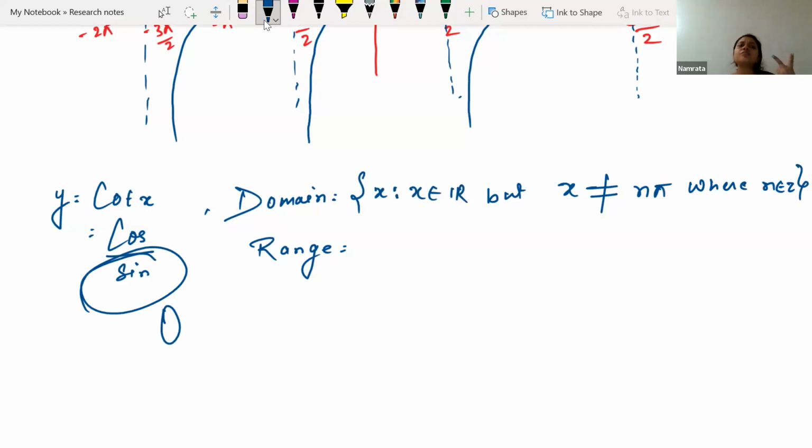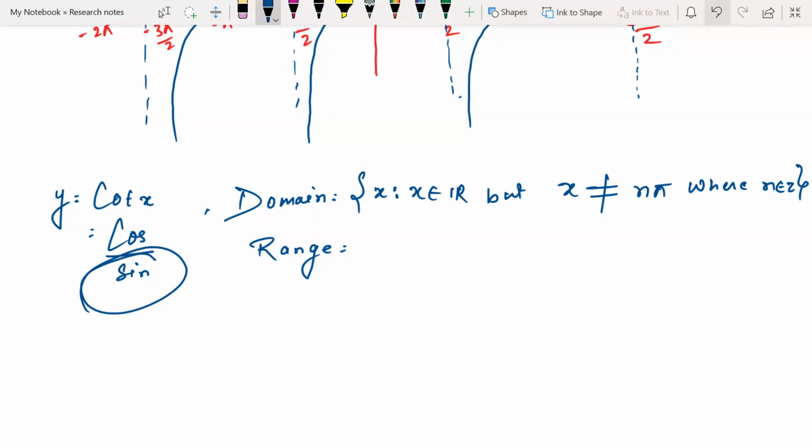In general, only two places are there where a function will be undefined: 0 in the denominator is not acceptable, and a negative term under a root is not acceptable. These are the main two things which we need to avoid. Are you getting it?